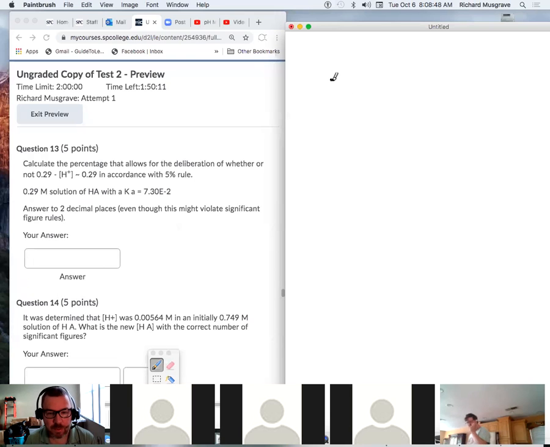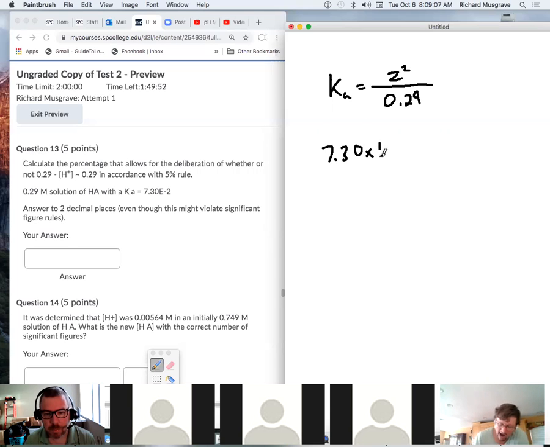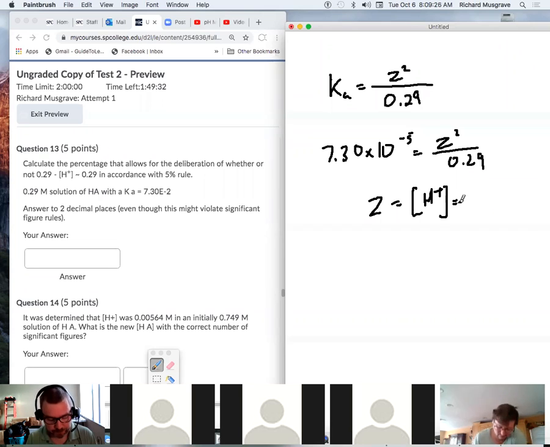So I'm going to shortcut this one since I've already shown you how you would do it fully out. And we're given the Ka there, 7.30 times 10 to the negative 2. So that's looking like it's going to be a pretty big number for Z. So Z, which again equals the concentration of H plus here, then I get 0.14 or 0.15.